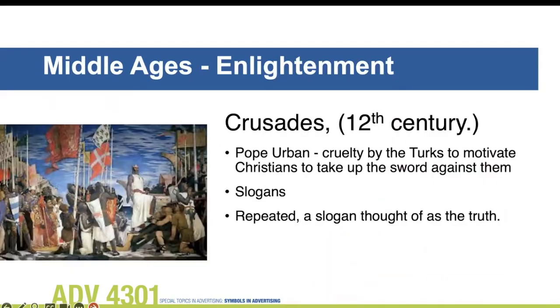Now we're going to go to the Middle Ages, all the way to the Enlightenment. And this was during the Crusades in the 12th century. And propaganda played a very important part in fueling the wars of the Crusades. Pope Urban II, in particular, made use of vivid imagery depicting gross acts of cruelty by the Turks to motivate Christians to take up the sword against them.